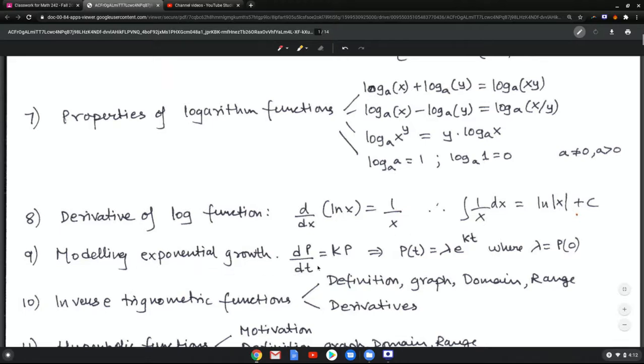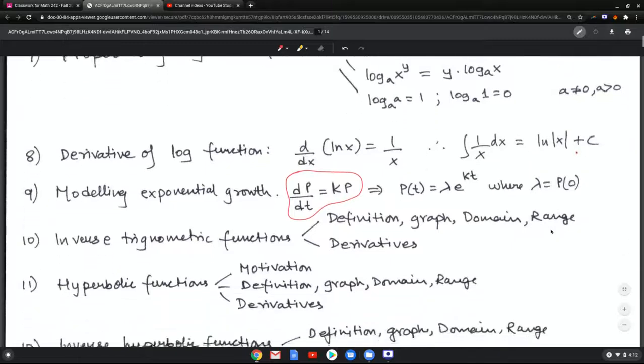We modeled exponential growth, which is any quantity that is changing proportional to its initial amount. So dP over dt equals k times P. When you solve this differential equation, it comes out to lambda times e to the power kt, where lambda is P0, the value of P at time 0.